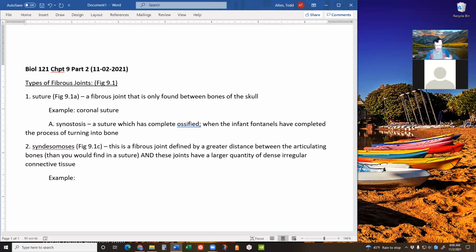Let me give you one of the examples in your book. In the bottom left corner of figure 9.1, take a look at the anterior tibiofibular ligament. The anterior tibiofibular ligament is an example of a syndesmosis.